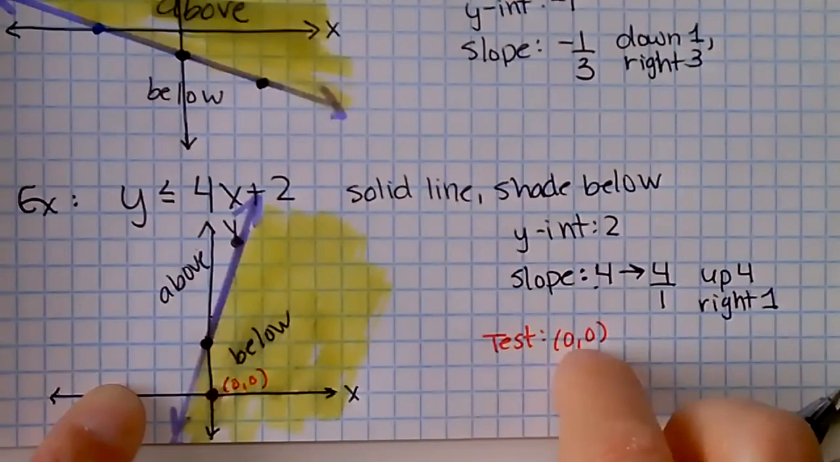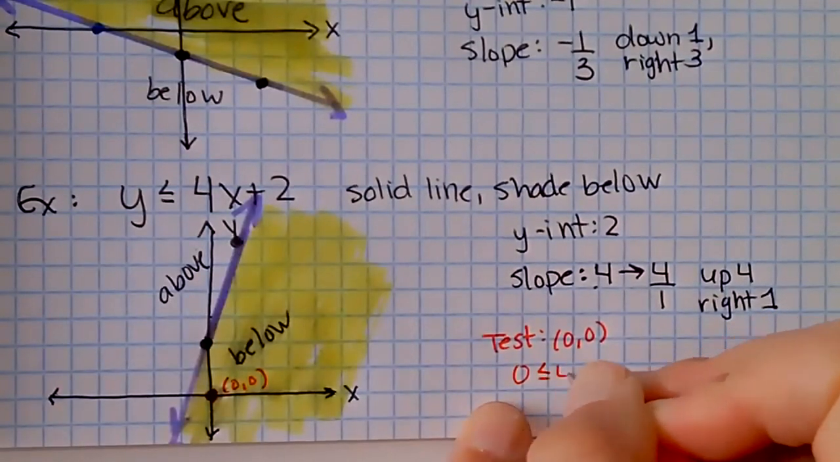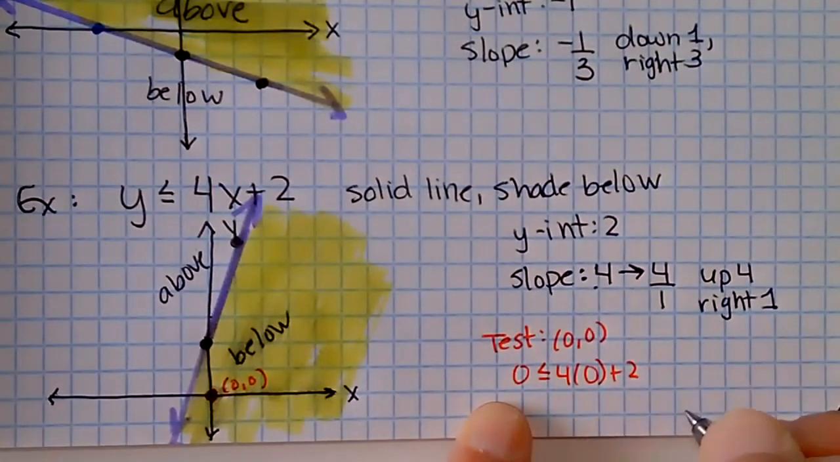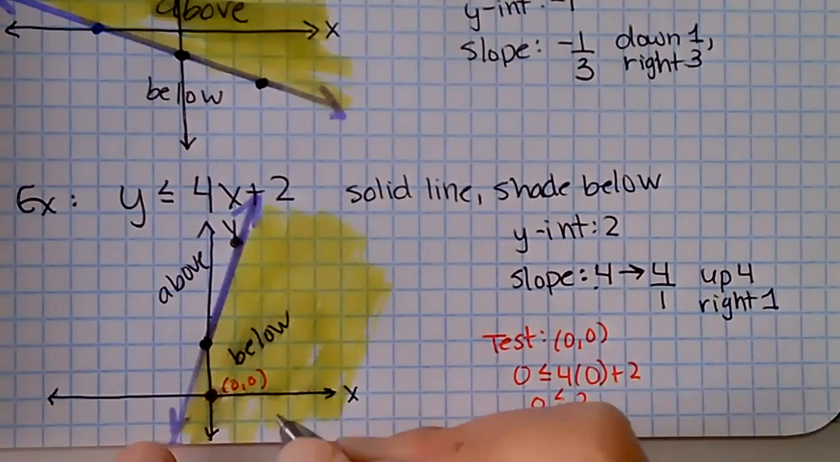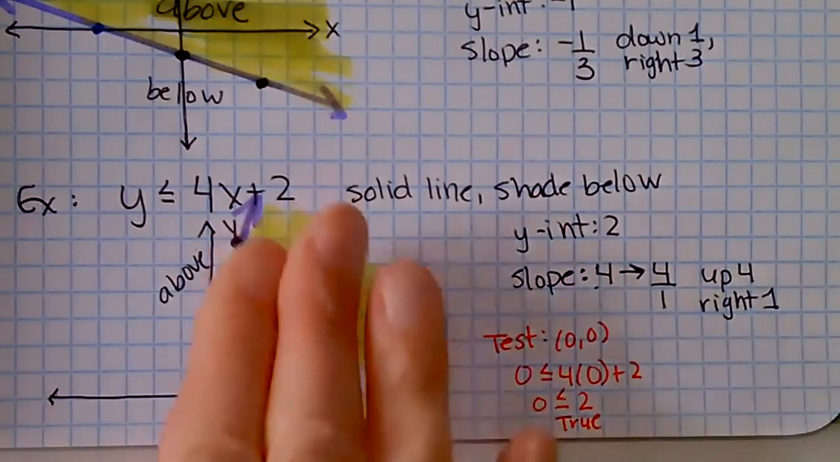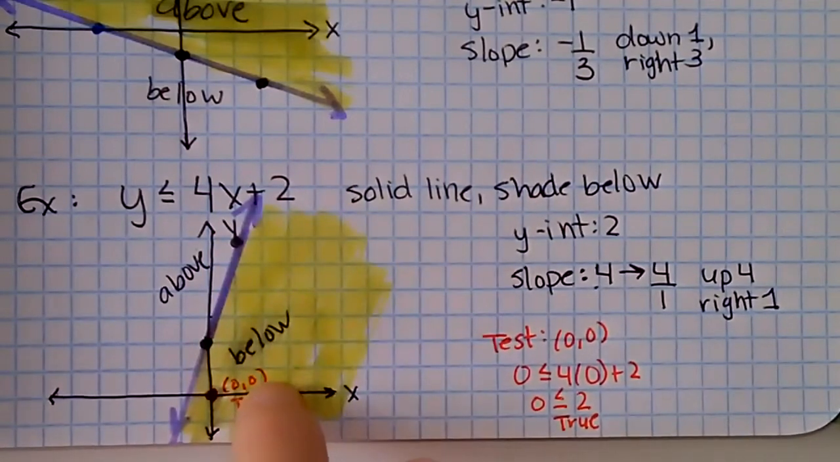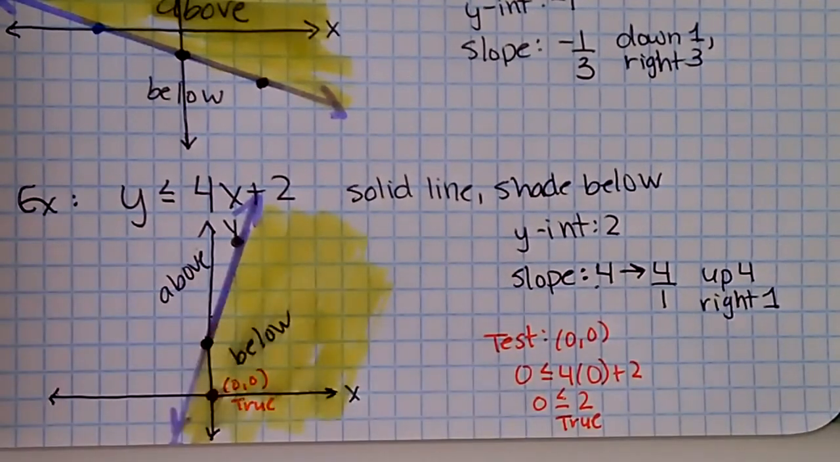Okay, so I'm going to take 0, 0 and put it in here. I'm going to get 0 less than or equal to 4 times 0 plus 2. And I decide if this is true or false. I get 0 less than or equal to 2. Is 0 less than or equal to 2? True. So this side here made it true, and since it made it true, I shade on the side that that point's on. If this point had made it false, I would have shaded on the other side. So you can also do it that way if you prefer. Okay, so next example.